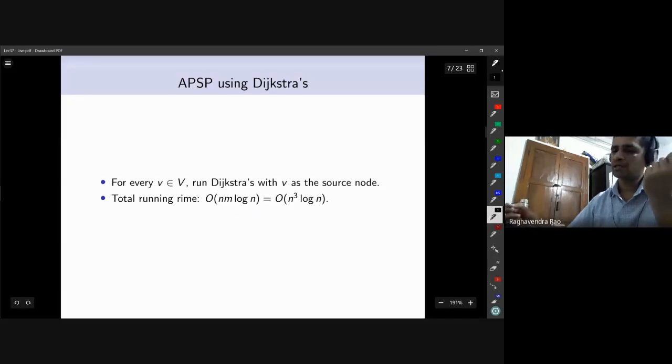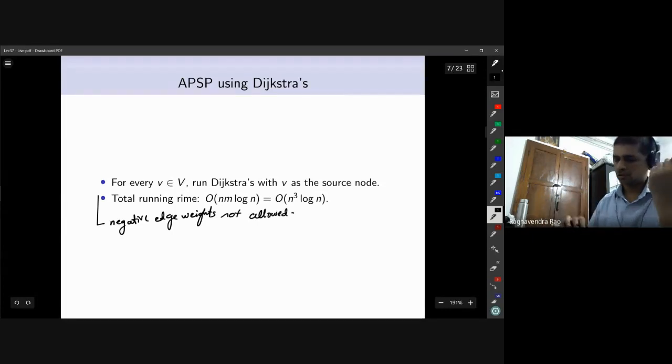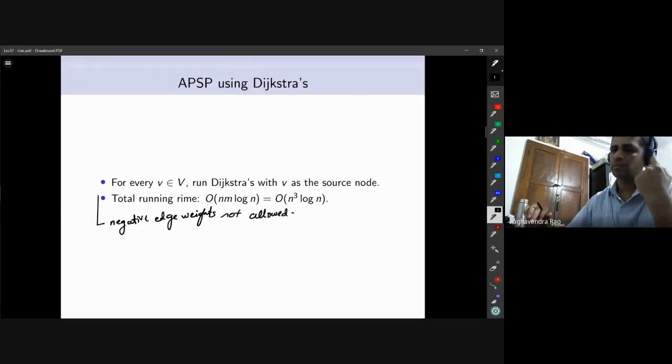But what are the limitations? Negative edge weights are not allowed. So this running time also comes with a limitation where negative edge weights are not allowed.